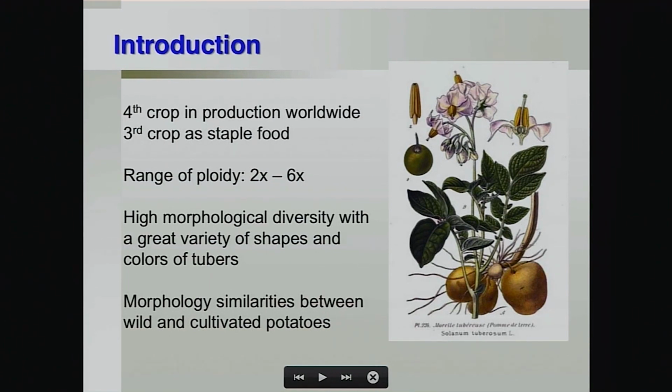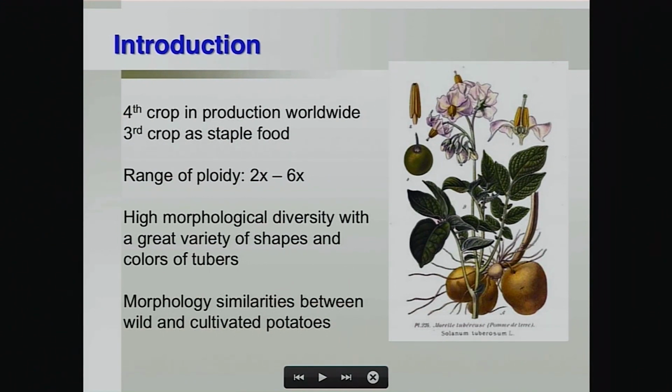And okay, why do we study potato? First of all, we are in Peru, and you know the potato originated in Peru and Bolivia. At least the hypothesis is between Peru and Bolivia around Lake Titicaca. And besides that, we know that it's the fourth crop in production worldwide. It's the third crop used as a staple food, so that is very important, not only in Peru, it's around the world. But potato, section Petota, is not an easy group.